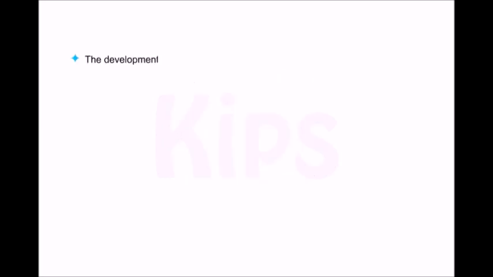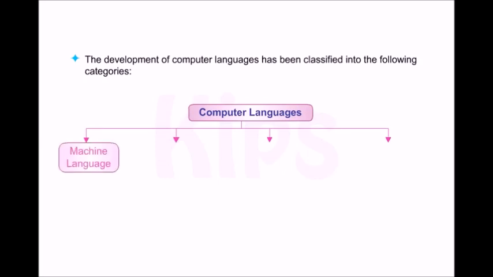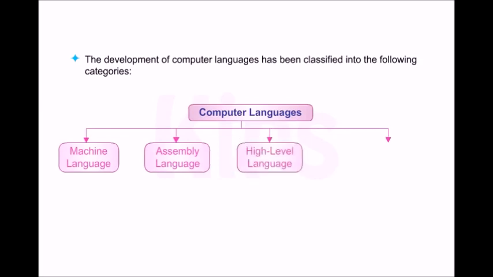The development of computer languages has been classified into the following categories. Computer languages. First generation as machine language. Second generation as assembly language. Third generation as high-level language. Fourth generation language.